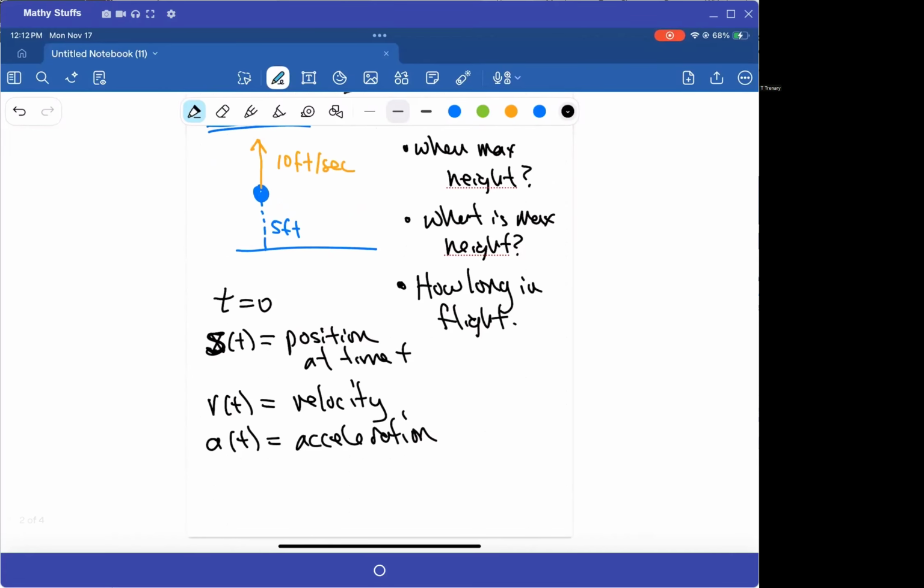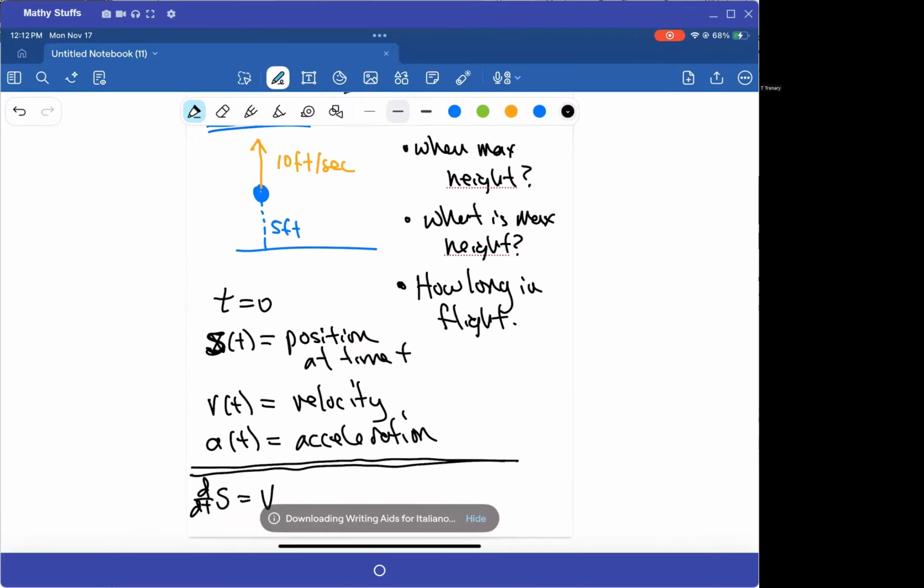So let's think about these things again, the way we thought about them originally. If I've got a position function and I take the derivative, I get the velocity function. If I take the derivative of the velocity, how fast the velocity is changing with respect to time, I get the acceleration function.